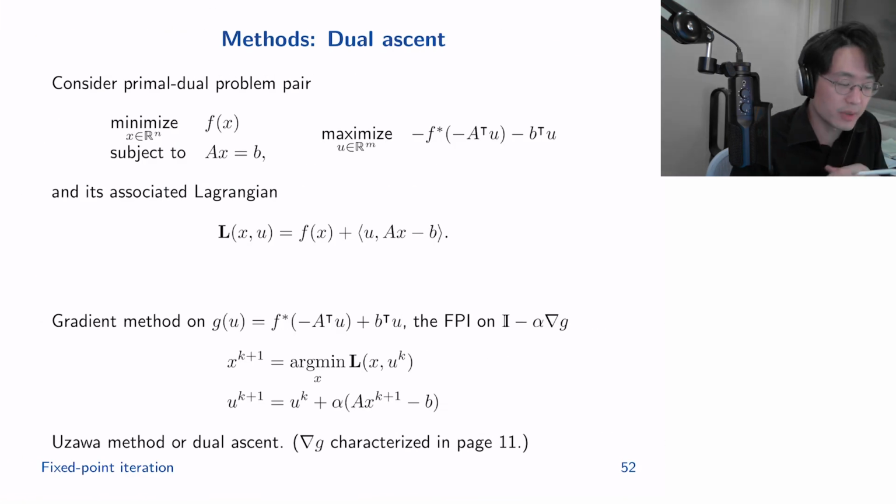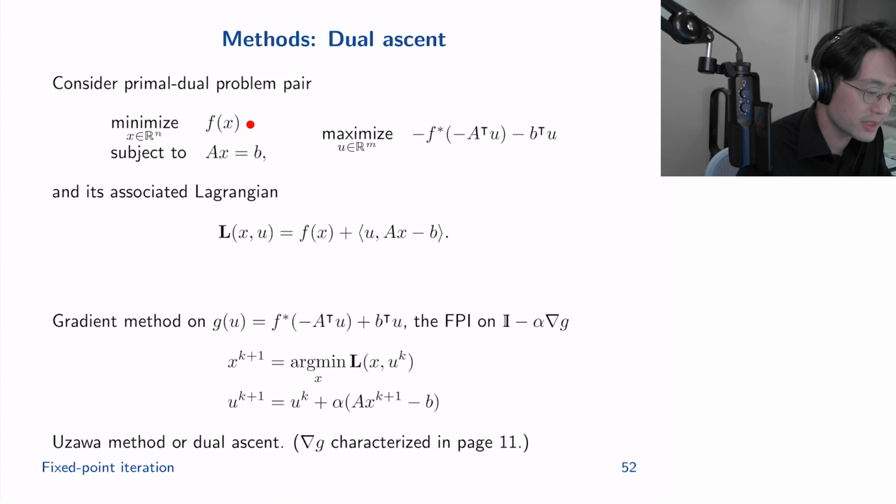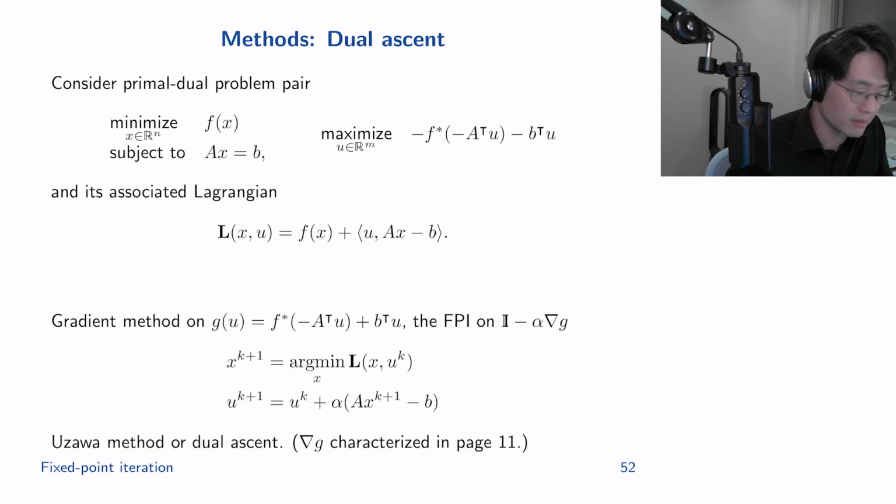The next method that we'll consider is the dual ascent method. Let's consider the primal dual problem pair, where the primal problem is minimize f of x subject to the linear constraint Ax equals b. The dual problem is maximize minus f star composed with minus A transpose, minus b transpose u. And this primal dual problem pair is generated by the Lagrangian f of x plus u transpose (Ax minus b).